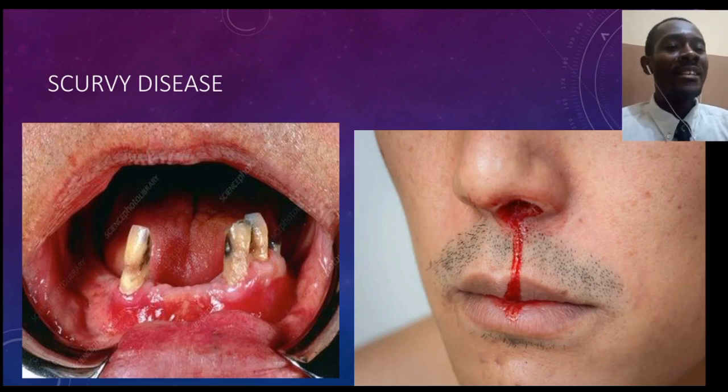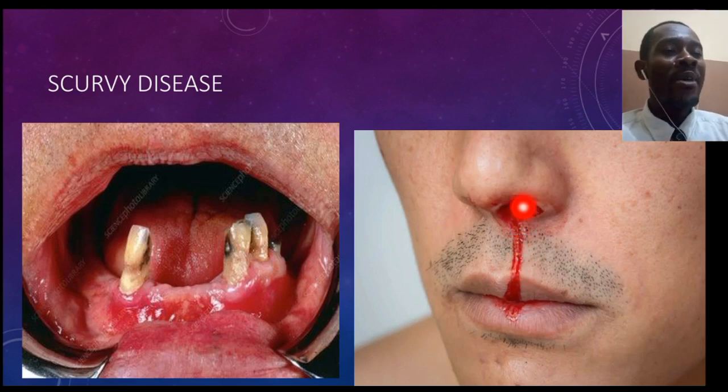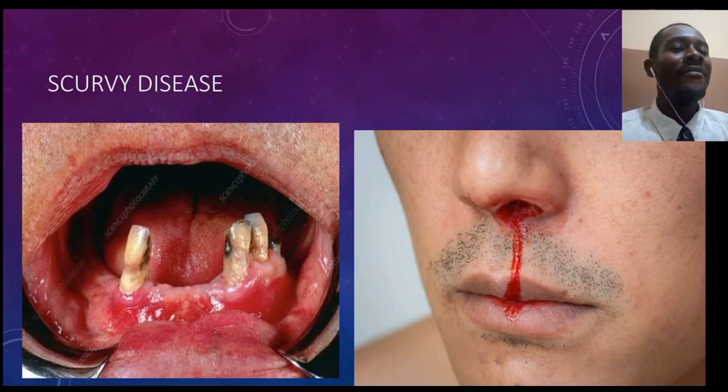Now look at the next patient. The next patient is losing blood from the nostrils. The mucous membrane inside the nasal passage has started losing blood. There are breakages of blood vessels, and blood will start gushing out as a result of lack of vitamin C, which causes what is known as scurvy.